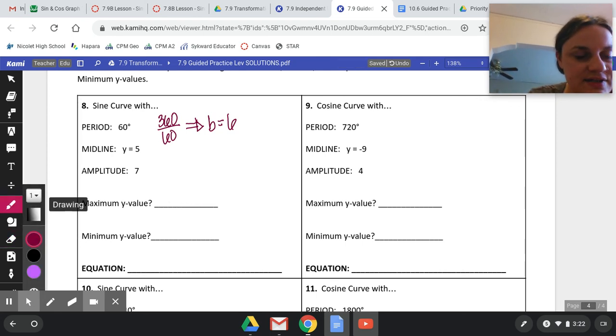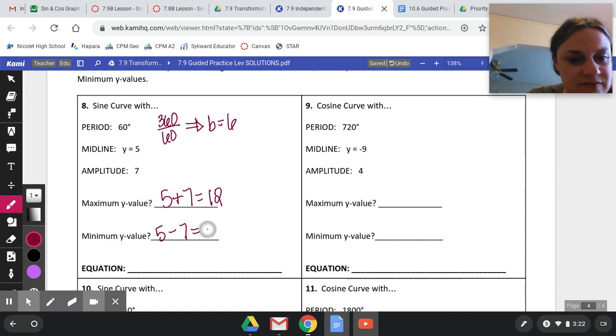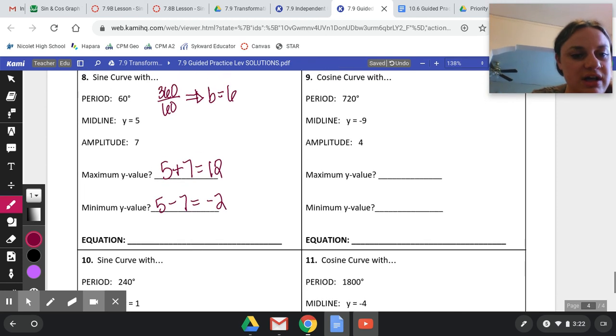You start with your midline. So your midline is 5. 5 plus 7 is equal to 12. And then for your minimum, you want to do 5 minus 7, which gives me -2. And then when I'm writing this equation, I've got to say y equals, my amplitude is 7.